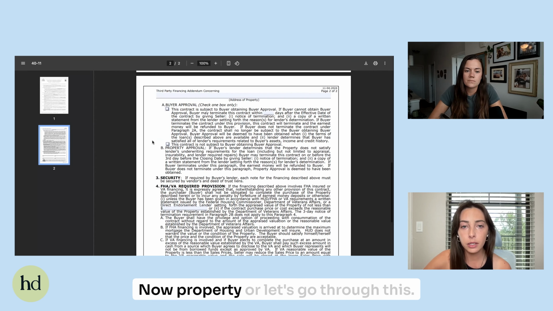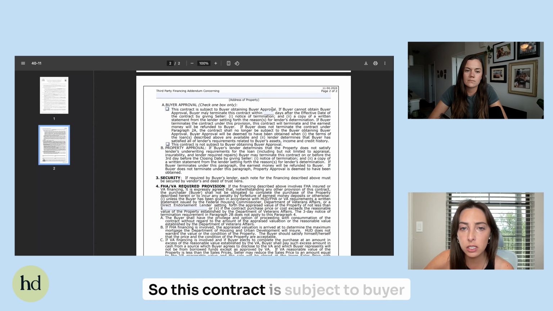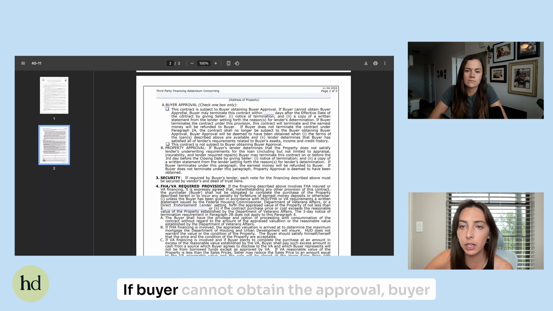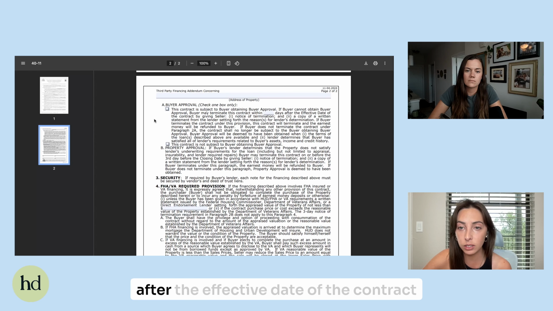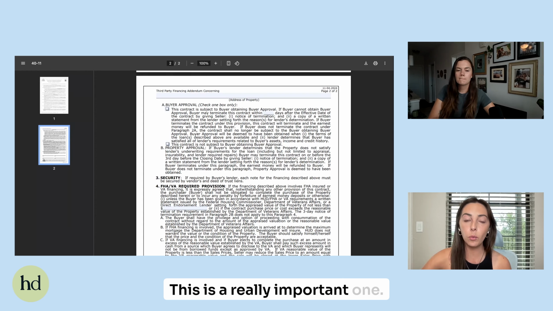Now, let's go through this in full. So this contract is subject to buyer obtaining buyer approval. If buyer cannot obtain the approval, buyer may terminate this contract within blank days after the effective date of the contract, giving the seller notice. This is a really important one.